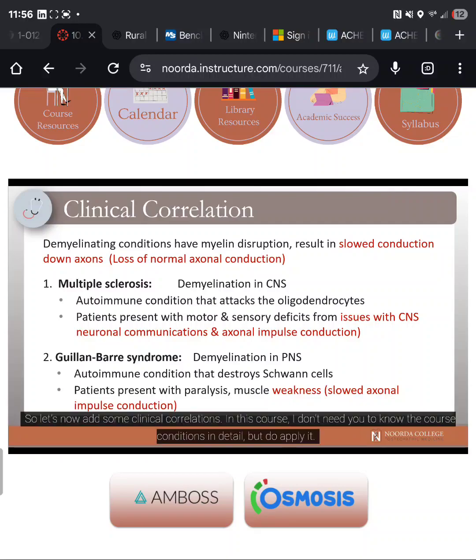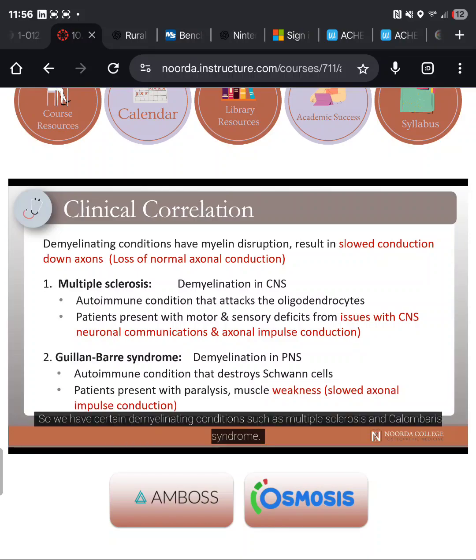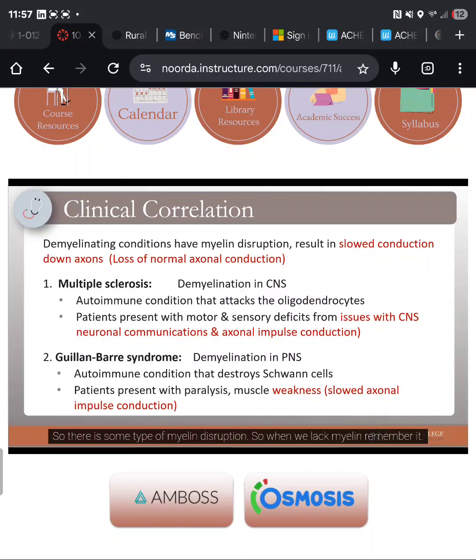So let's now add some clinical correlations. In this course, I don't need you to know the conditions in detail, but do apply it. What happens when we lose that myelination process? We have certain demyelinating conditions, such as multiple sclerosis and Guillain-Barré syndrome. So there is some type of myelin disruption. When we lack myelin, remember, that's not only insulation, but it helps with axonal transmission and conduction. So what results here is slowed conduction down the axon.